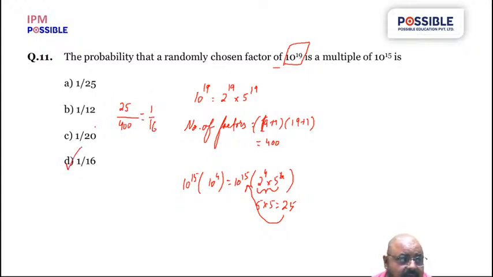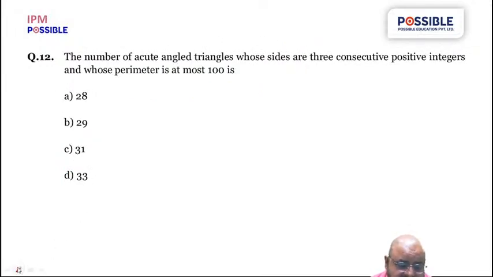So as long as I know the formula, I will be able to solve the question. The next question says, the number of acute angled triangles whose sides are 3 consecutive positive integers and whose perimeter is at most 100. So the perimeter has to be less than or equal to 100, and the sides have to be a, a plus 1, and a plus 2, and I want triangles which are acute angled triangles.